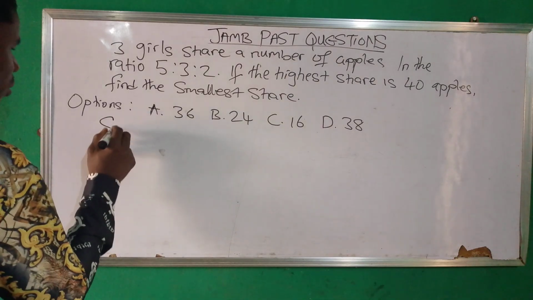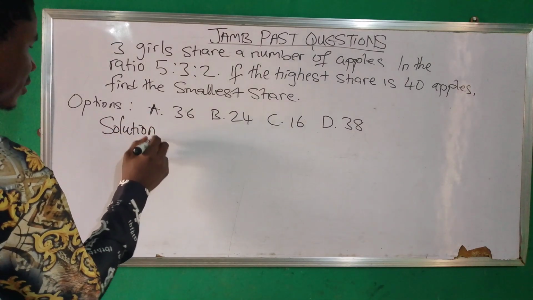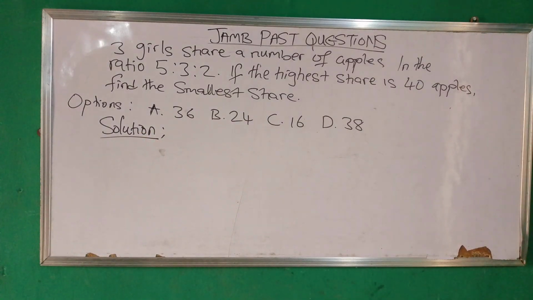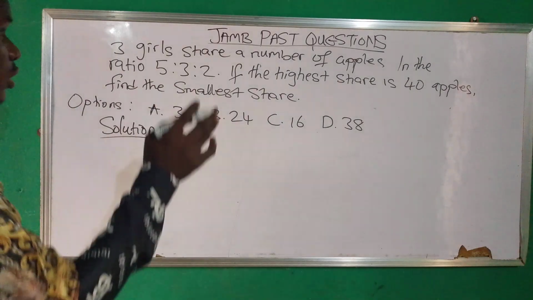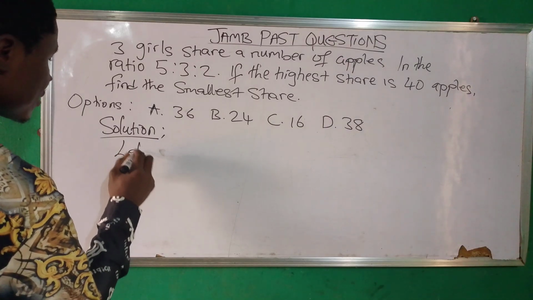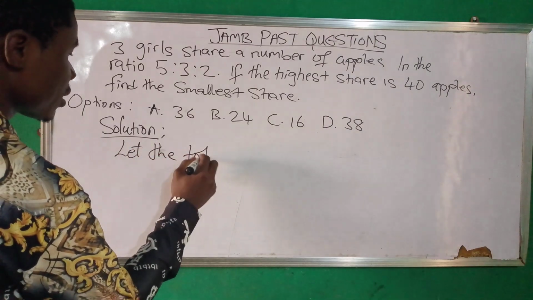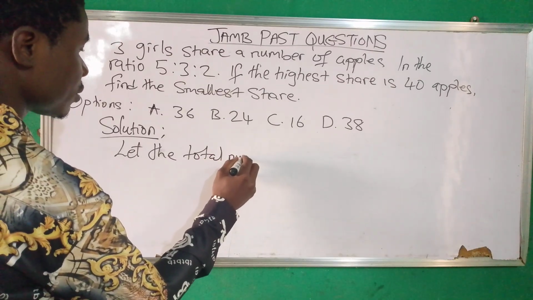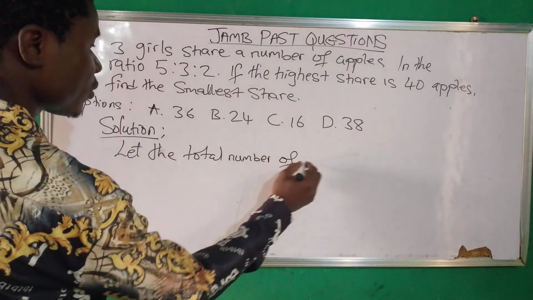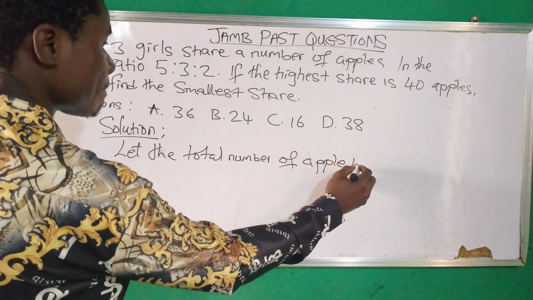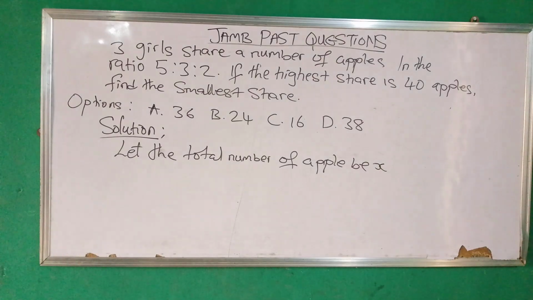Alright, to a lot of persons this may seem difficult, but I can assure you that this is very, very simple. It won't cost you more than 2-3 lines before you finish up. Alright, 3 girls share a number of apples in the ratio 5:3:2. If the highest share is 40 apples, find the smallest share. Now, to solve this, since we don't know the total number of apples, let the total number of apples be X.